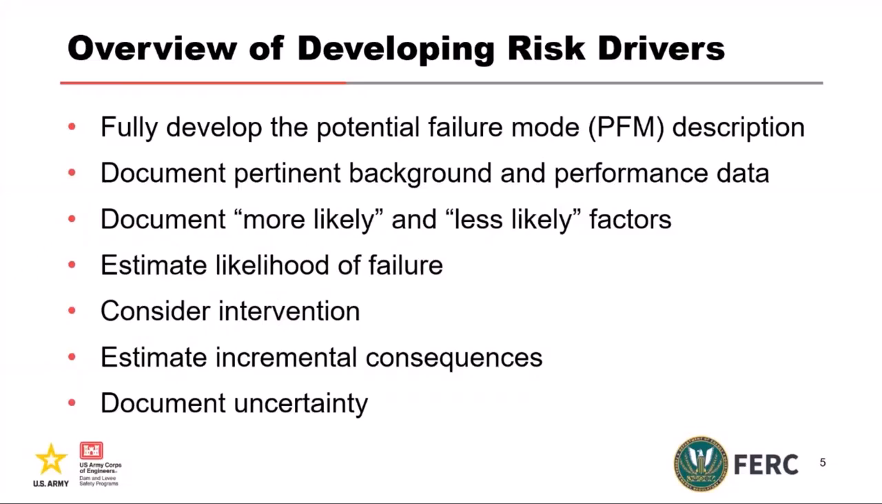So what we're trying to do is develop the risk drivers, which means the risks that are actually driving the decision on the project. And so we fully develop each potential failure mode, document the background and performance data that's specifically related to that failure mechanism, and document more likely and less likely factors. This is a really important step. There are forms out there to do that. Every agency, every entity has some sort of way to do this, but they're all fairly similar. Using that information, we estimate the likelihood of failure. We document and consider intervention, and I'll talk a little bit more about that in a minute. We estimate the consequences, and then we document the uncertainty.